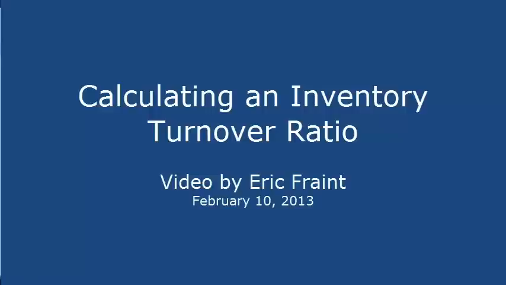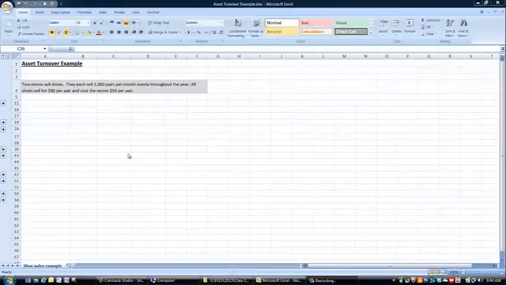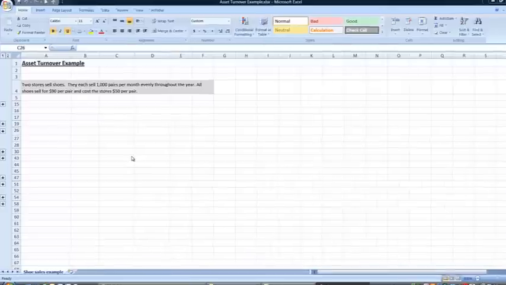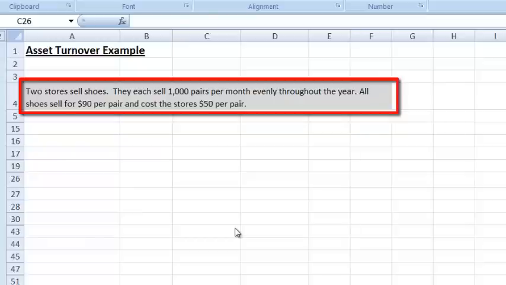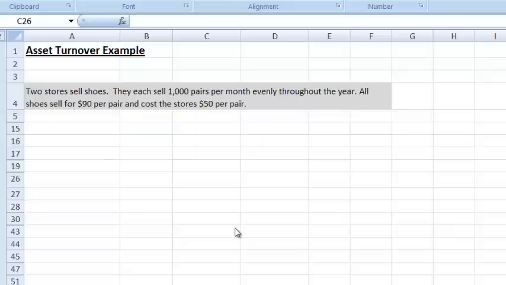Let's take a look at an example of calculating an asset turnover ratio. In this case, we're going to calculate the ratio for inventory turnover, the inventory turnover ratio. We need an example, and we'll start with two stores selling shoes. They each sell 1,000 pairs per month evenly throughout the year. All the shoes sell for $90 per pair, and all cost the stores $50 per pair.